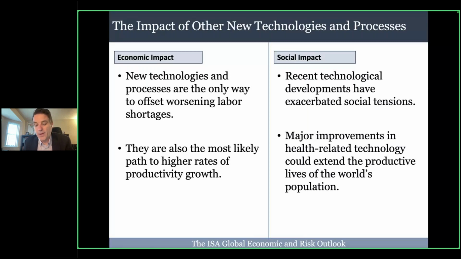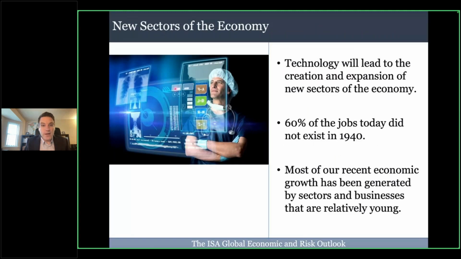The idea that everybody retires in their lower to mid 60s may change, at least certainly in some fields. Japan has been trying to do this already because of their demographic situation. New sectors of the economy are undoubtedly going to emerge. 60% of the jobs in the United States that exist today did not exist in the year 1940. So undoubtedly, new sectors of the economy are going to emerge.